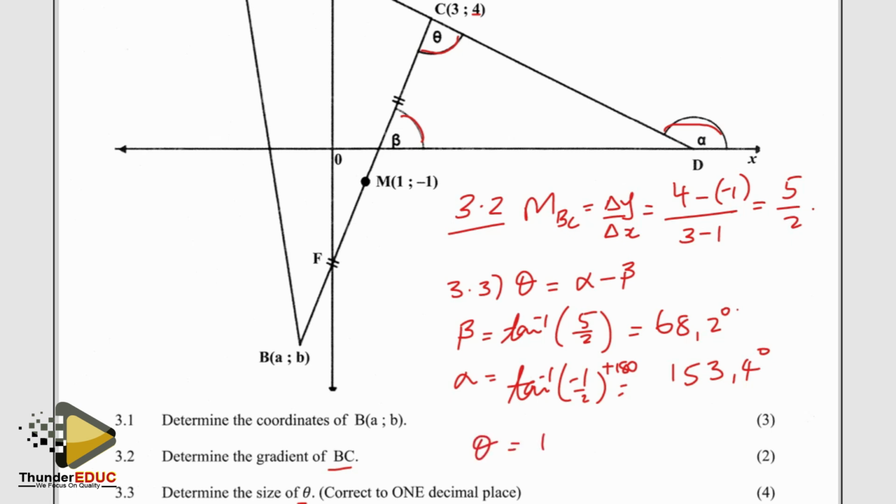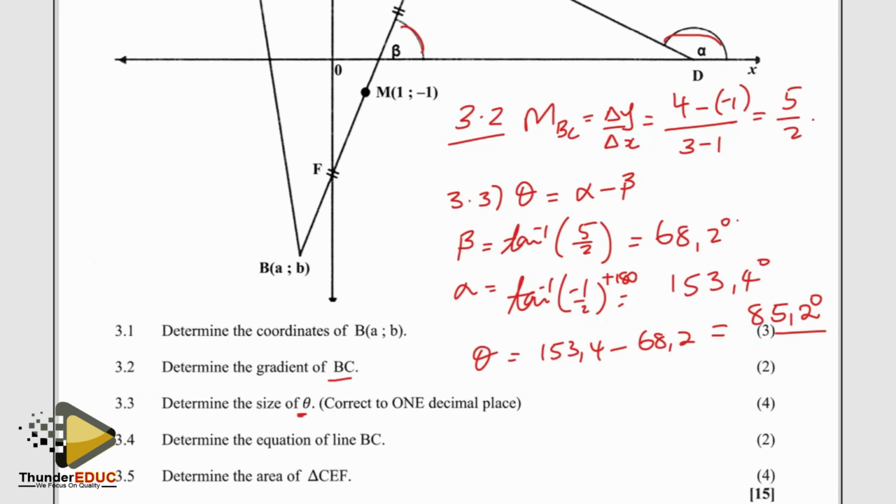So which means my theta is 153,4 minus 68,2. Okay, that gives me 85,2 degrees. 153,4 minus 68,2, 85,2 degrees. Perfect. Then we move on.